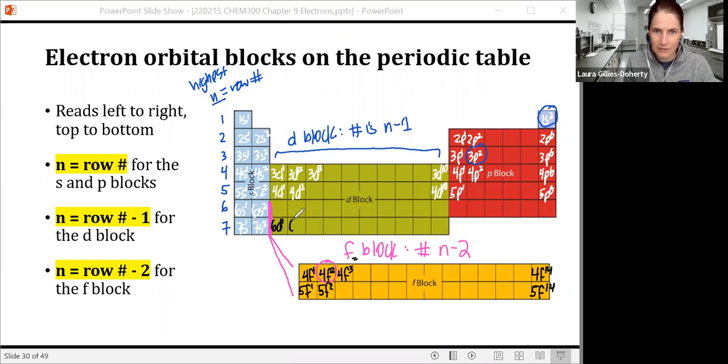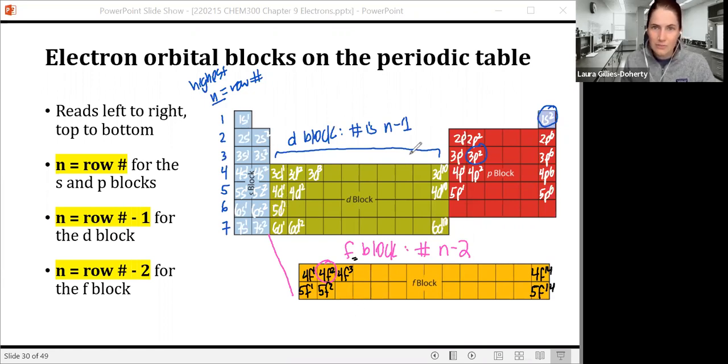6d1, 6d2, all the way across. Let's put that in white so it matches the rest. All the way across. 6d10. This is 5D.